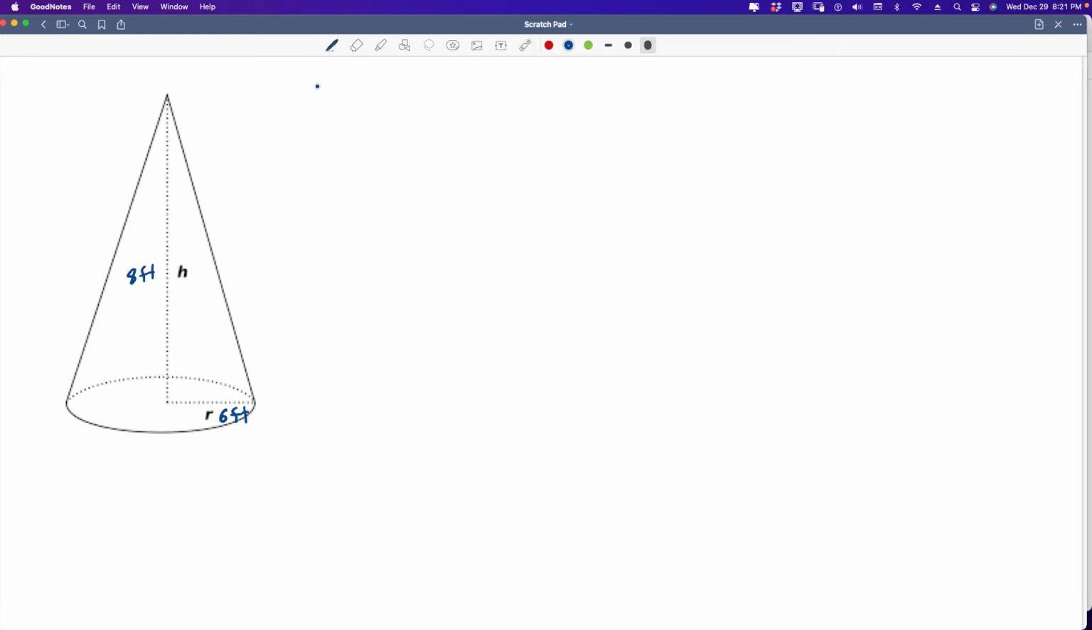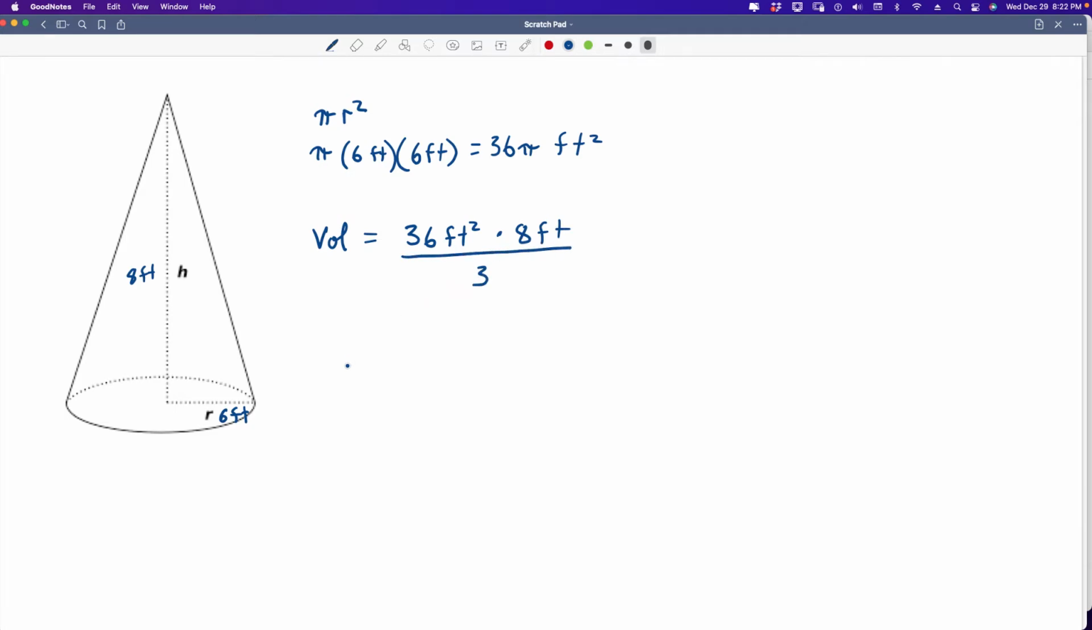So the first thing we have to do to find the volume is find the area of the base. And we know that the area of a circle is pi r squared. So pi times 6 feet times 6 feet is going to equal 36 pi feet squared. All right, so now we're going to do volume. So volume is going to be 36 pi feet squared times 8 feet. And that's all over 3, right?